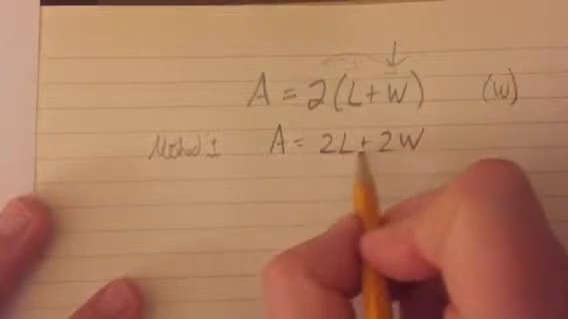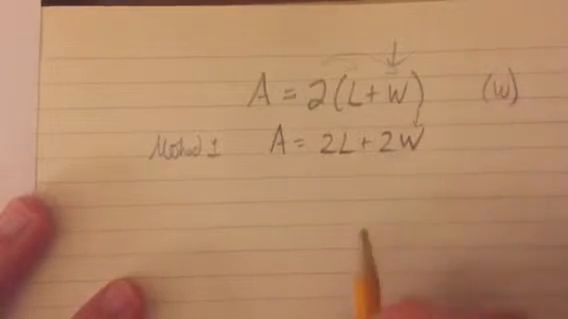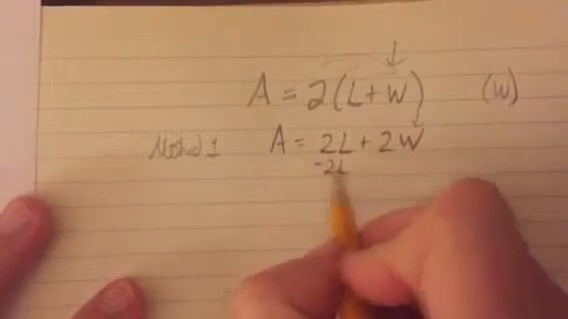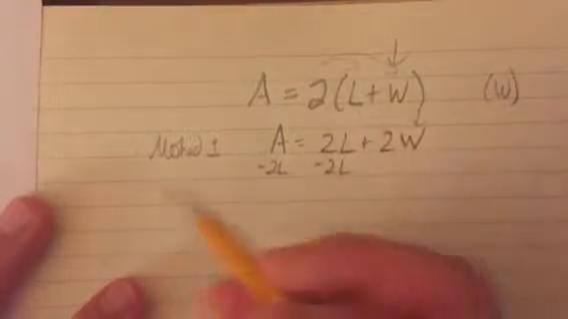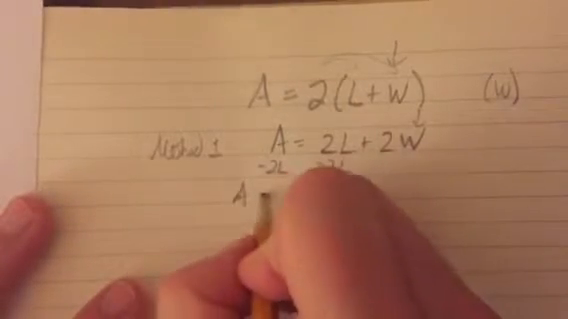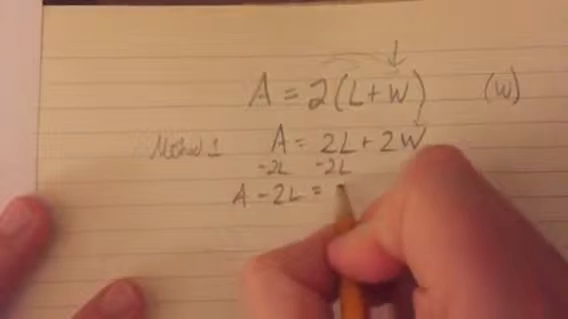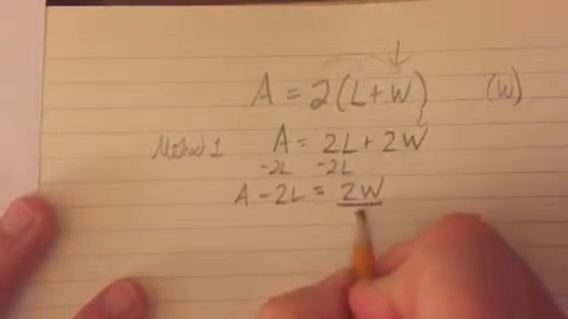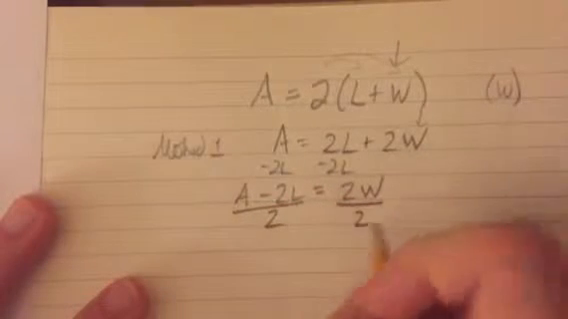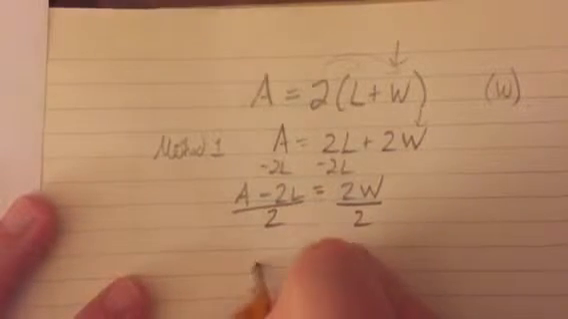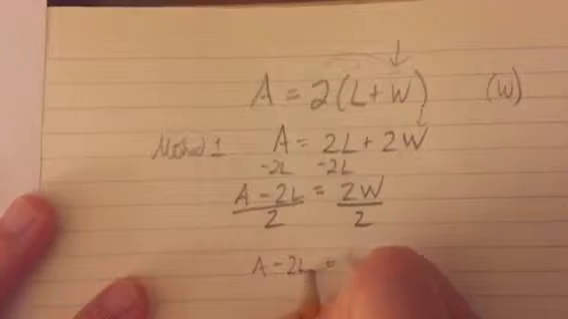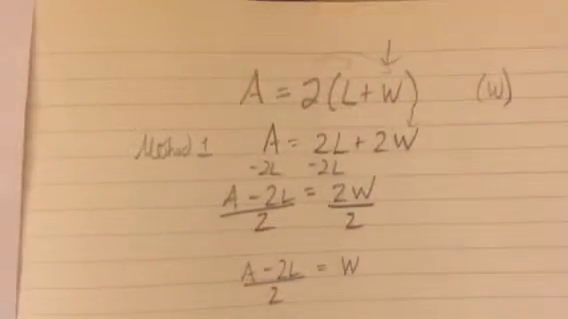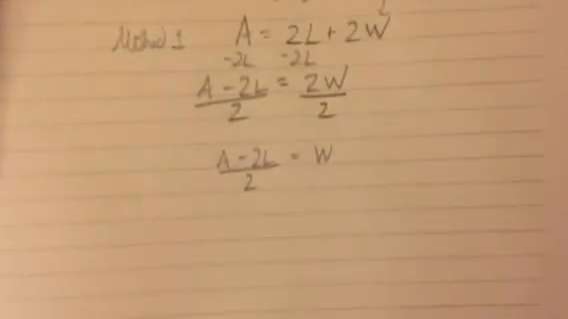And now I still want to leave the W where it is, so I'm going to subtract the 2L to get it away from the 2W. So I've got A minus 2L on this side equals 2W on this side, right? And then divide by 2. So W equals A minus 2L all over 2. Okay, so that's method 1, and that's perfectly fine.